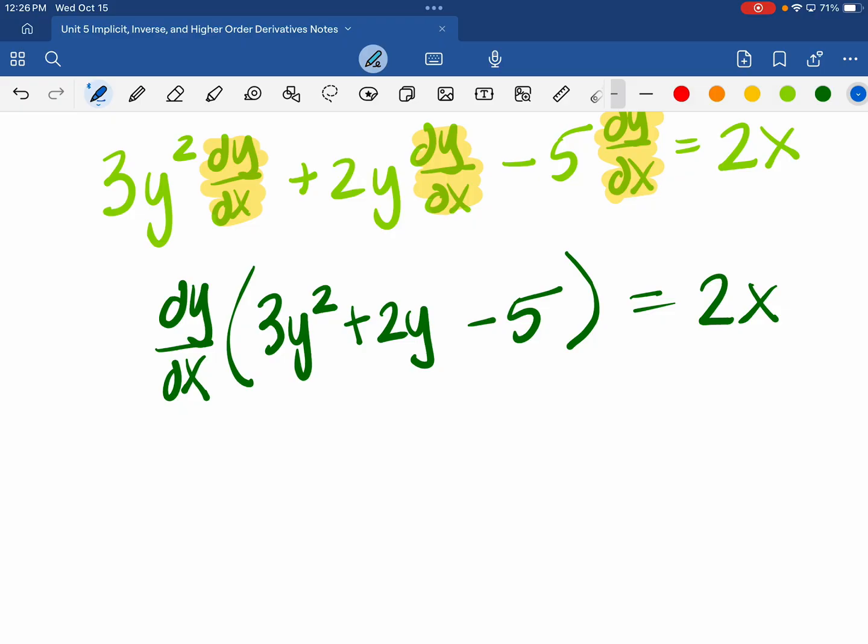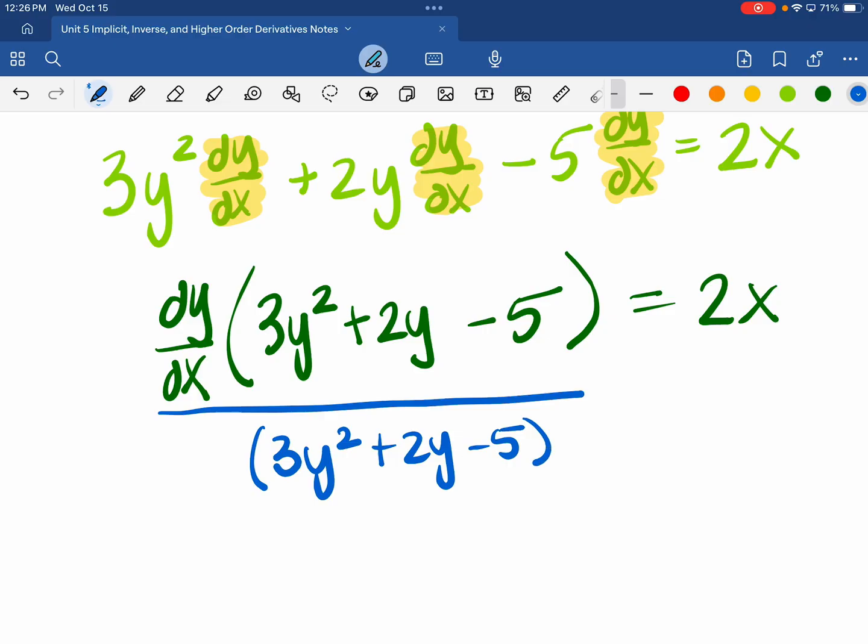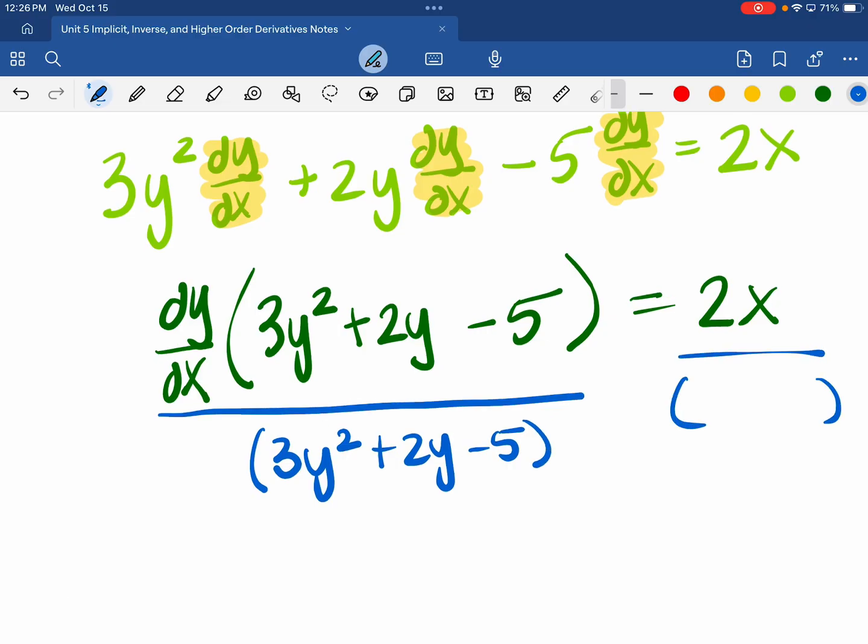So once you've taken the dy dx out, remember my goal is to get dy dx by itself. So what am I going to do? Divide. Yep, divide by whatever is in these parentheses. Because you're trying to get the dy dx by itself, so we're going to divide by this to get rid of it. All right, so that's going to go away.